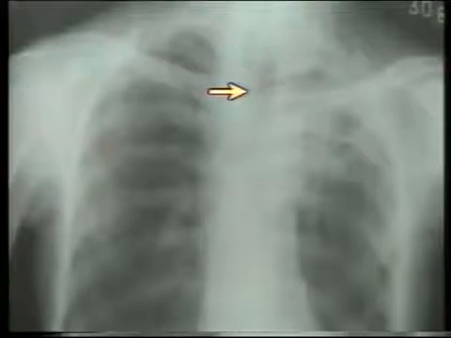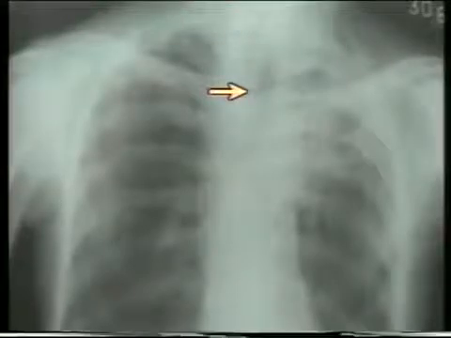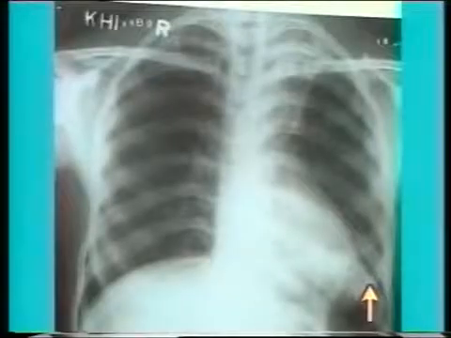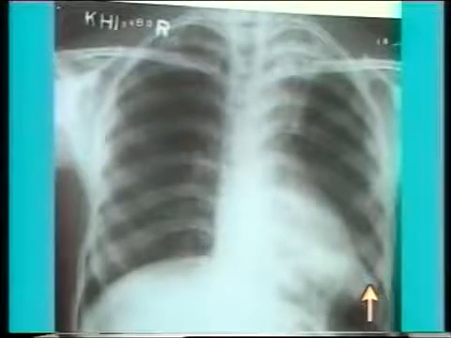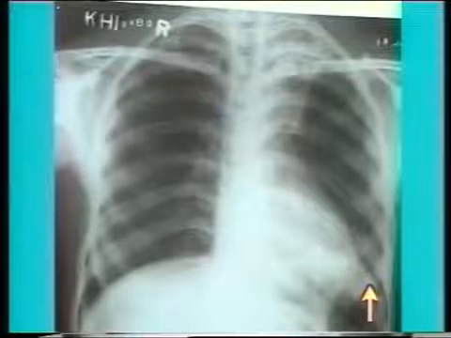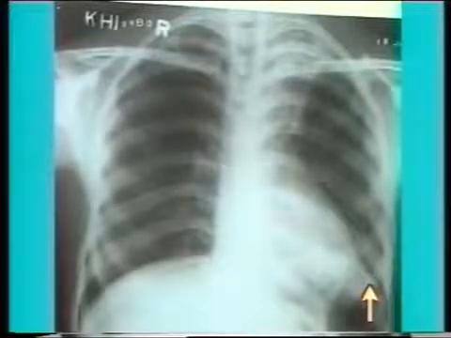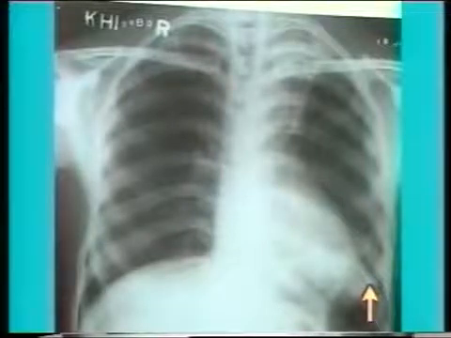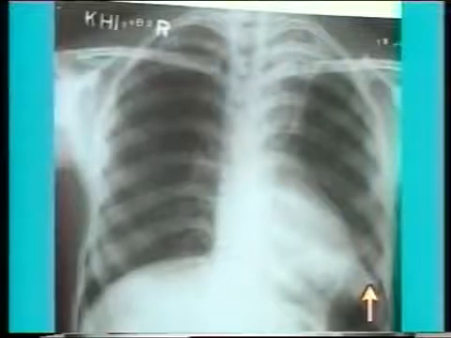If for some reason the trachea and the mediastinum are fixed, then the diaphragm will be pulled up by fibrosis. In this X-ray, there is left upper zone fibrosis. The trachea is central, but note that the left diaphragm is pulled up. Normally, the left diaphragm should be at a lower level than the right. So, either the mediastinum or the diaphragm or both may get pulled towards the fibrotic lung.